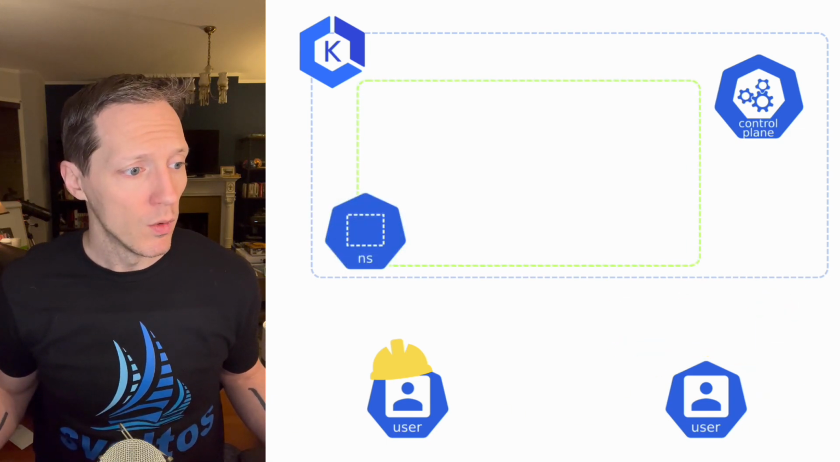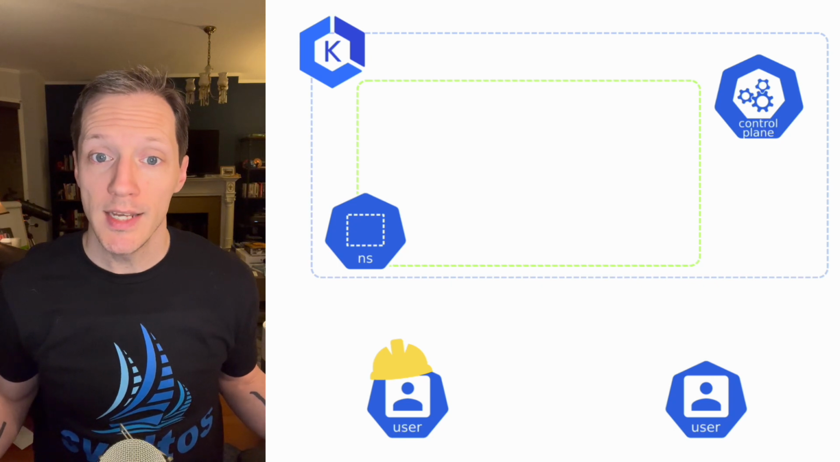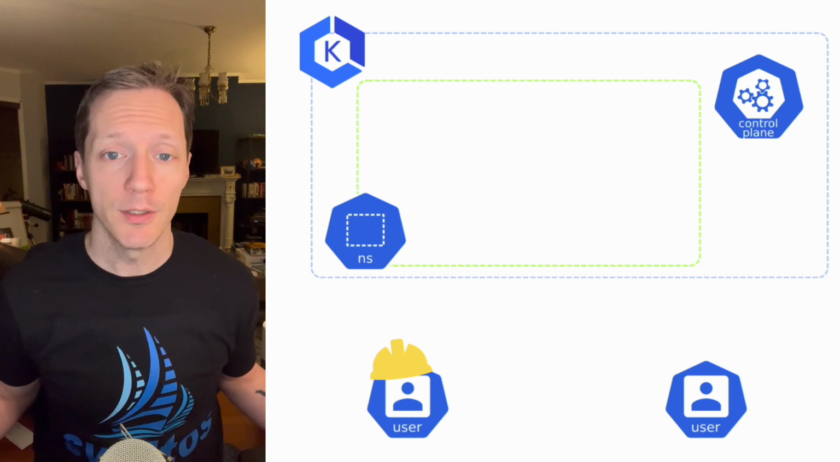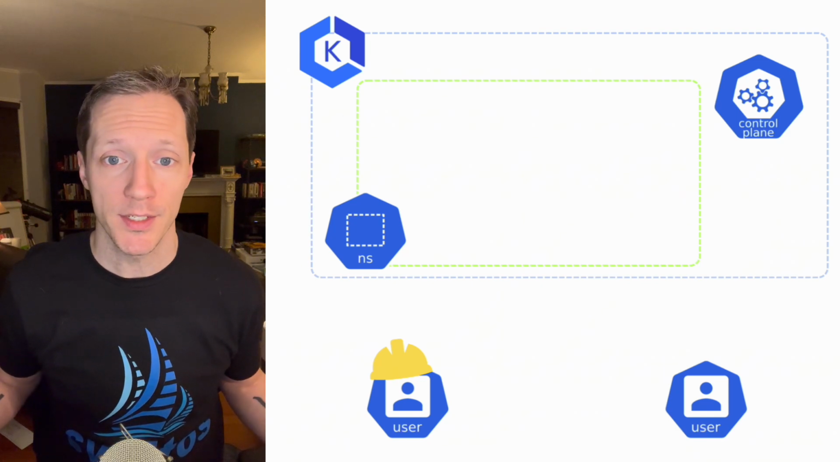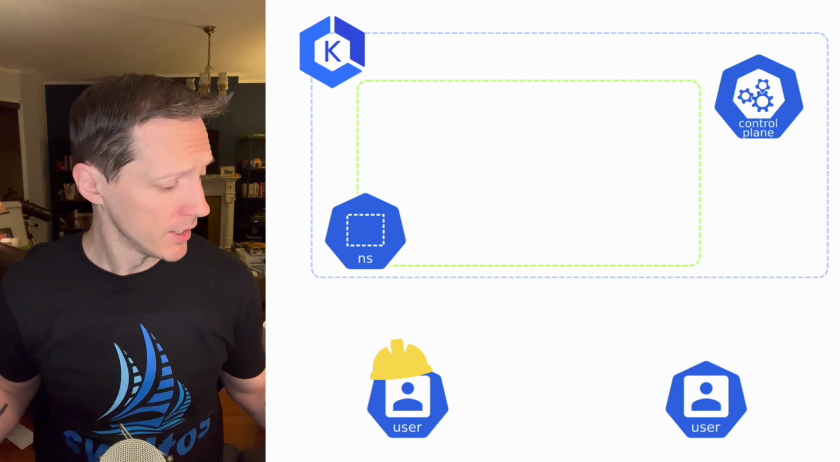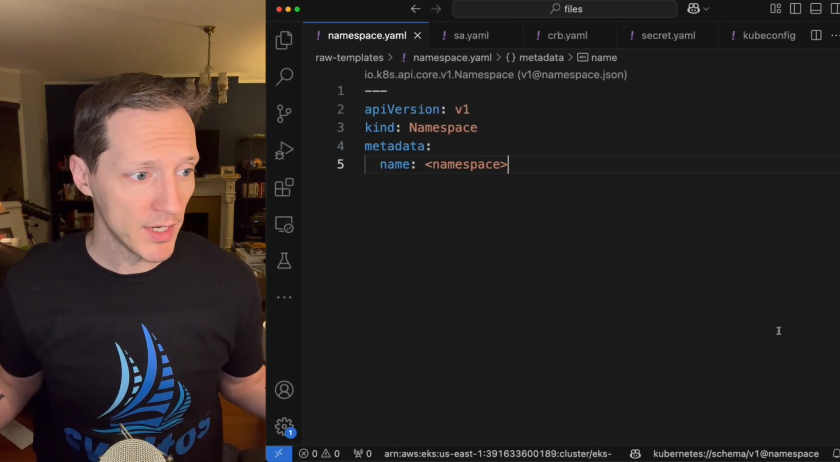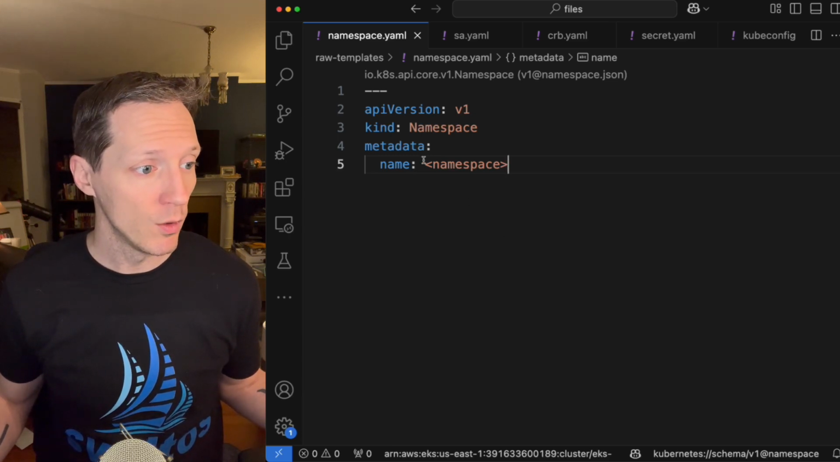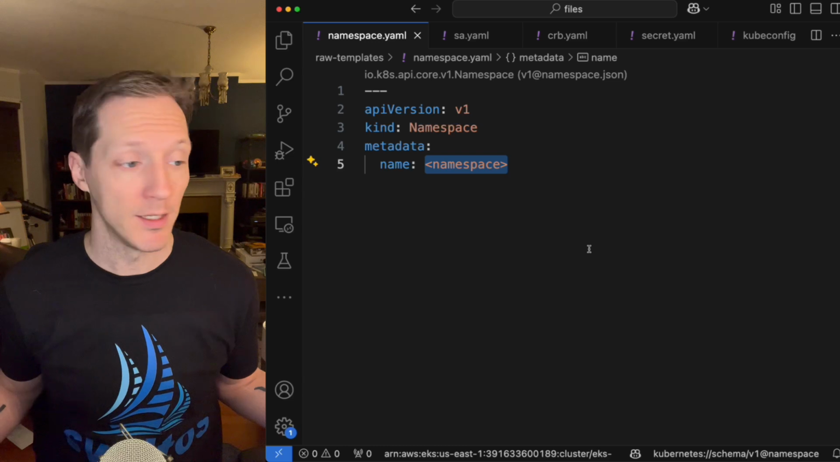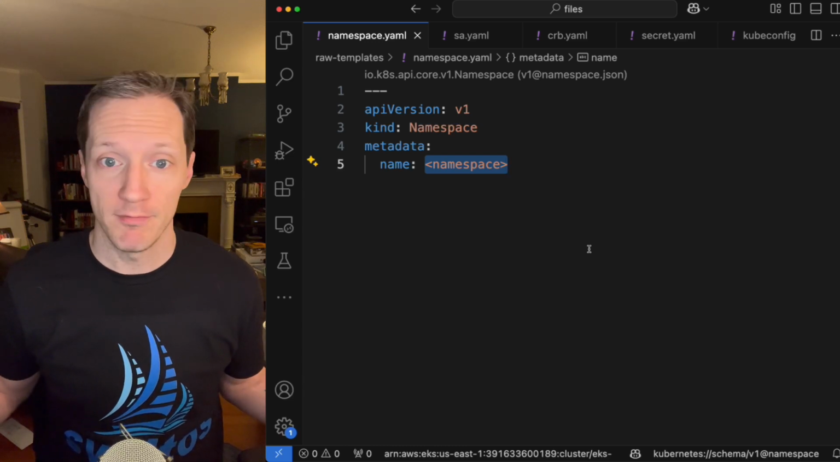So what I'm going to do is first set up a namespace for them. Now, this is optional. You don't have to do this. I like to categorize and group things in namespaces because it helps me keep track of things. So this is a very simple namespace template. There's really nothing to it. So I'm going to apply this with whatever their namespace is in place of this value. And that'll be the first step.